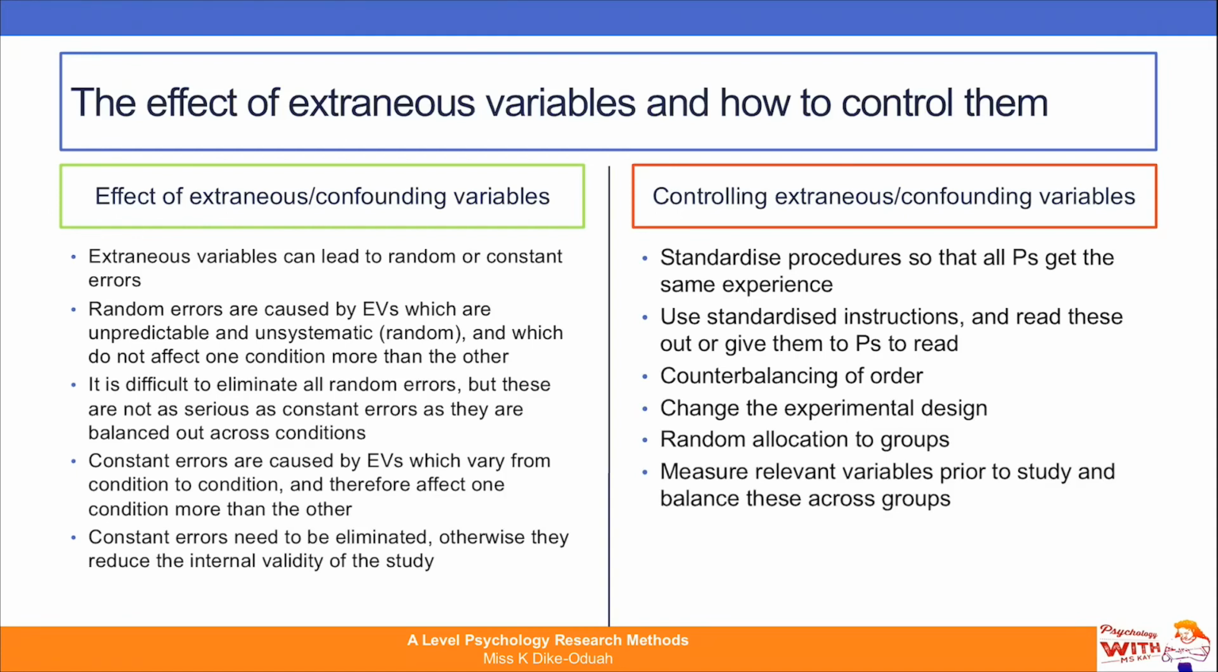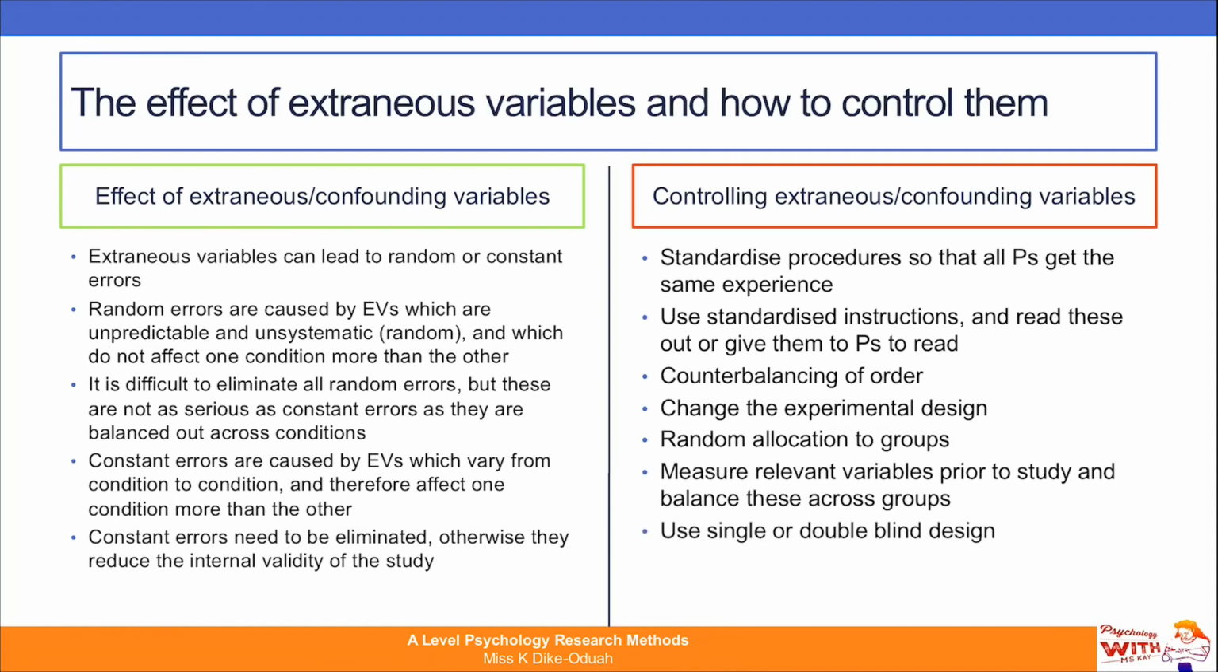Measure relevant variables prior to the study and balance these across the groups. So if you are conducting a study on memory and recall, it's important that perhaps you get your participants to perform a basic memory test and you can see their general ability. And if you've got participants who are super able when it comes to memory, then what you might do is you spread those participants evenly between the two groups. And what you're doing there is you're ensuring that one group doesn't have a super advantage over the other group.